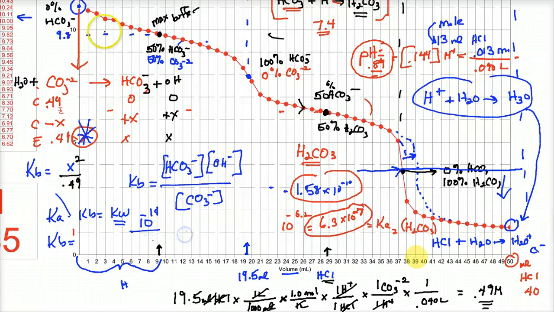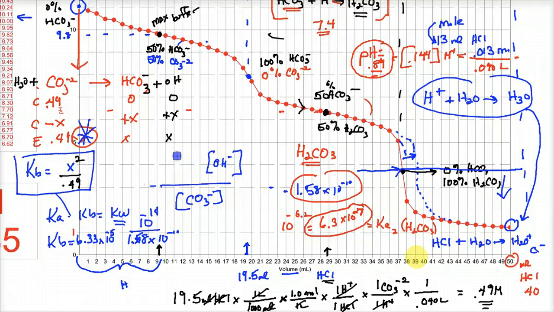So let's make this a little neater. What I'm doing is taking 10 to the negative 14 divided by 1.58 times 10 to the negative 10, which is the K that we found before. And I get a Kb equal to 6.33 times 10 to the negative 5. That makes a lot more sense to me. So back to this work here. I'm going to plug that value in. And here we go: Kb is 6.33 times 10 to the negative 5.